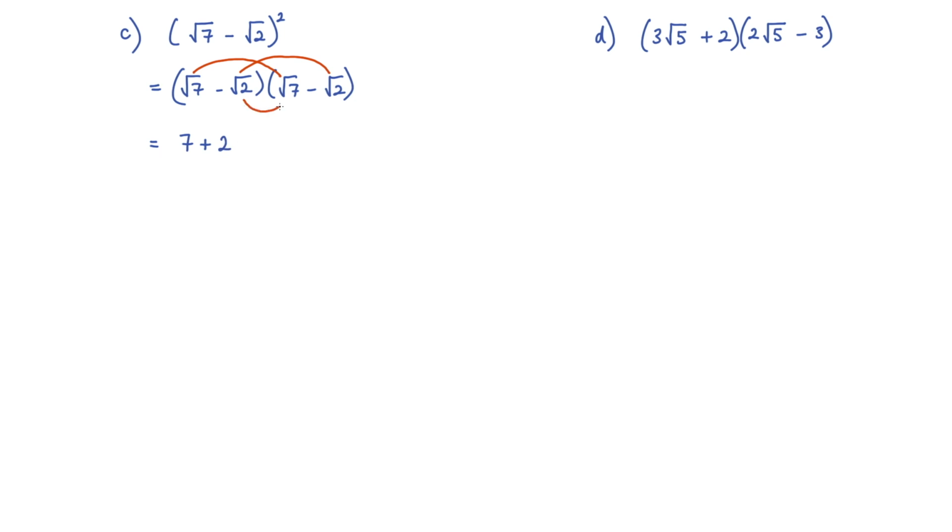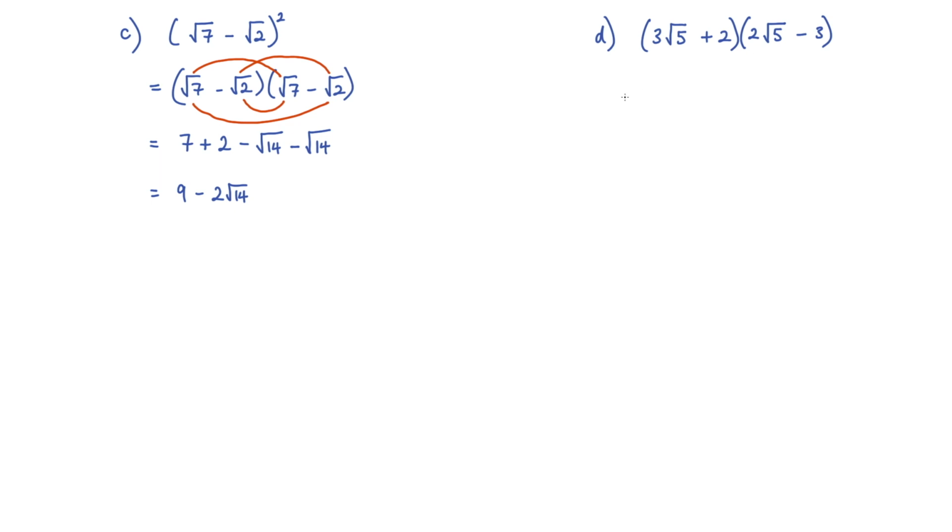We have the inner terms here. So it's going to be a negative. So negative, we've got root 2 times root 7. So that is root 14. And then we've got this term here multiplied by this term. Again, it's going to be a negative. And root 2 multiplied by root 7 is root 14. Okay, 7 plus 2 is 9. We've got negative root 14. We're going to subtract another root 14. So that's subtracting 2 root 14.